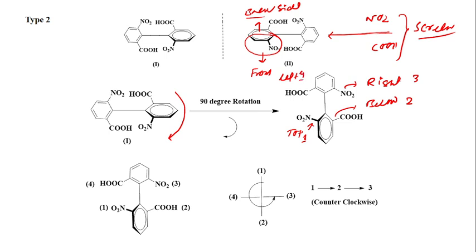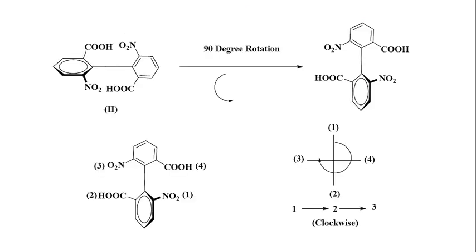Now we will use this 4 in the figure. See, 1 for nitro, 2 for acid, and 3 for again nitro, and 4 for again acid. So 1, 2, 3, excluding 4, we are getting counterclockwise. So this is SA. If this is SA, this one has to be RA. Next, we'll see whether this is RA or not.